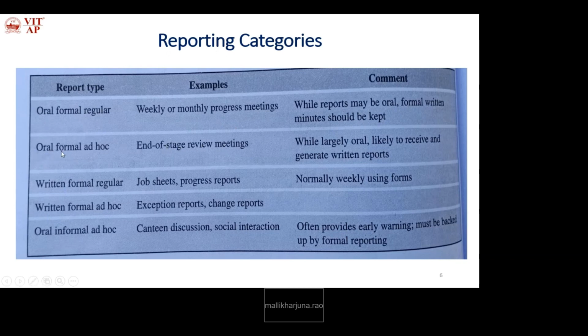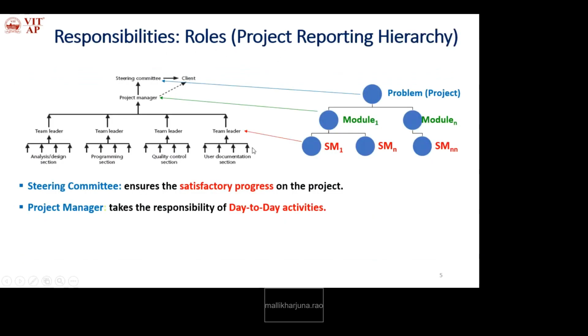The second one is oral formal ad hoc. This is the end of stage review meetings. We have different levels of information: top level, middle level, and low level. At each stage, we will conduct a review meeting. What is defined in this level?